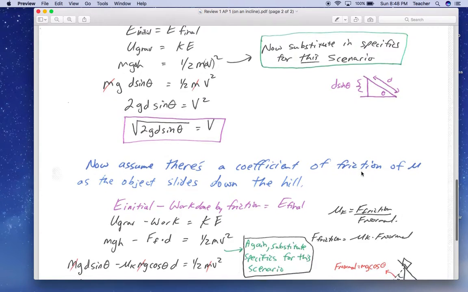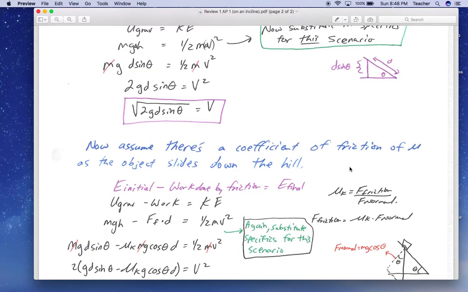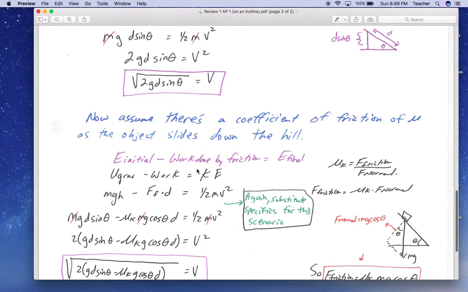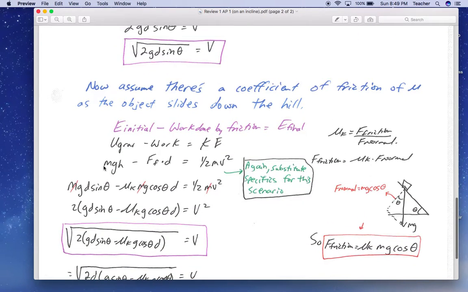So in this particular case, now let's assume there is that coefficient of friction again. Here, mechanical energy is not conserved. So I could say the initial energy minus the work done by friction is equal to the final energy. Or you could say the initial energy is equal to the final energy plus the work done by friction. Either one of those would be consistent, but be careful how you think about that. So I wrote it like this. U grav minus work is equal to kinetic energy.